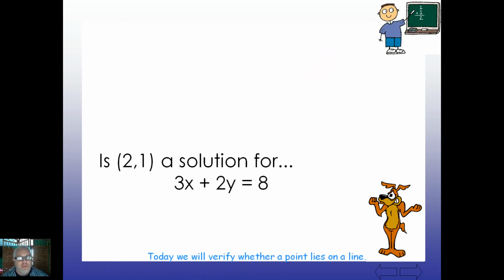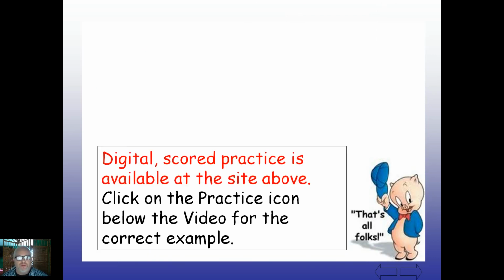How about this one? Is (2, 1) a solution? (2, 1). So I'll give you about 10 seconds here. Plug in a 2 for x, a 1 for y. 3 times 2 is 6. 2 times 1 is 2. Indeed, yes, this is a solution. Very good. This is a solution.